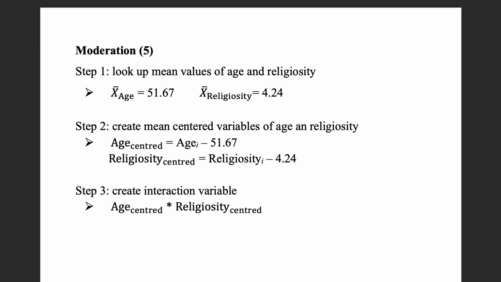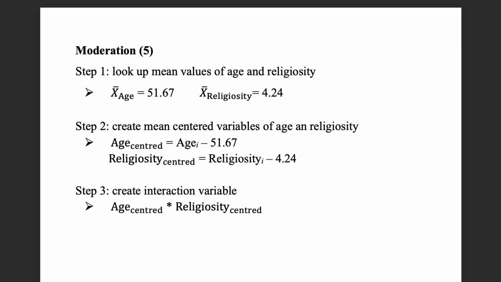Then the third thing I need to do is create my interaction term, which means that I have to multiply the values on the two variables that have a part in that interaction effect. So religiosity, my independent variable, and age, my moderator variable. I need to multiply the values that I observe for these two variables.